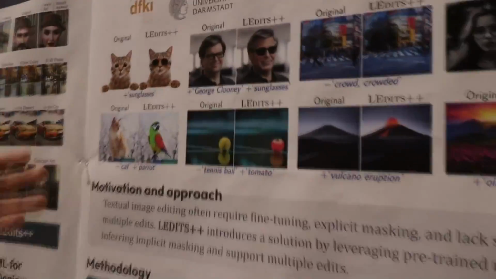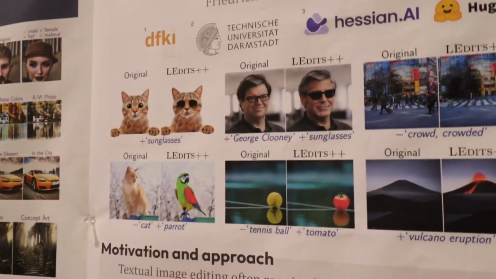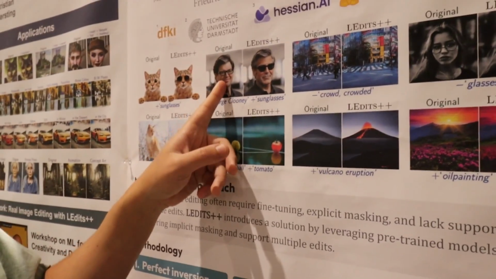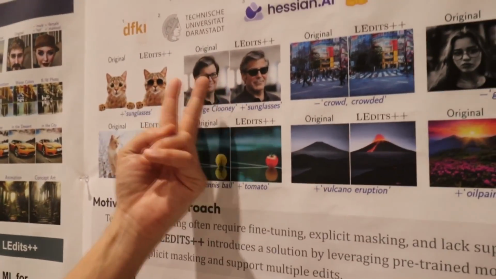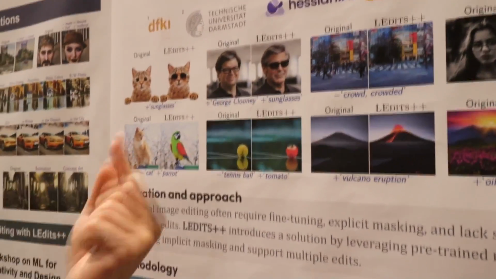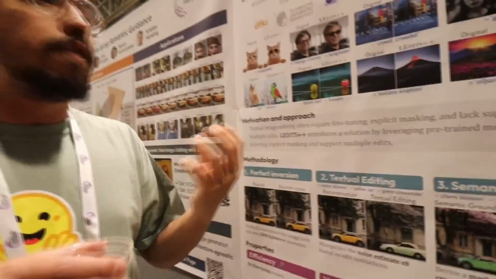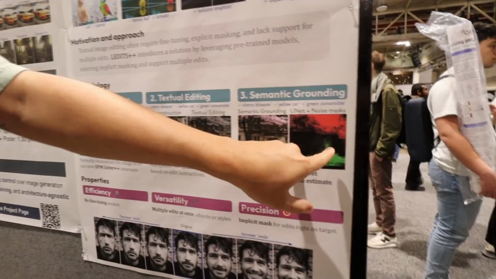Essentially, it's the combination of the inversion and then applying the semantic guidance technique. So we can guide, for example, Yann LeCun to be George Clooney with sunglasses. So you do two edits at once. It's all inference time. You don't need pre-training, you don't need further fine-tuning. And another innovation from LEDITS++ is that we do semantic grounding.